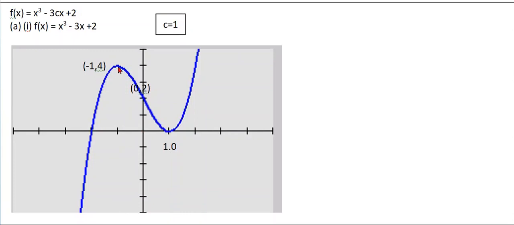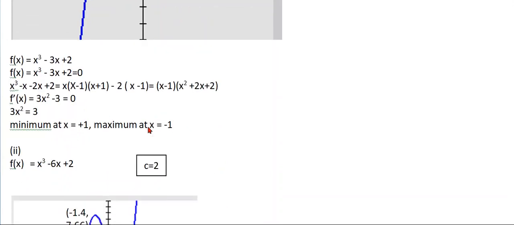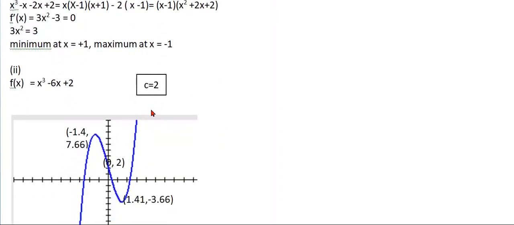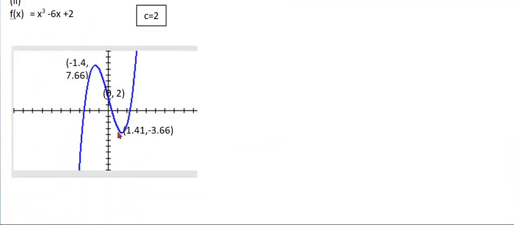And also I found the maximum point and y-intercept. For c equals 2, we have a bit different situation. Now, because our maximum and minimum are not on the x-axis, we have 1, 2, 3 intercepts on the x-axis.